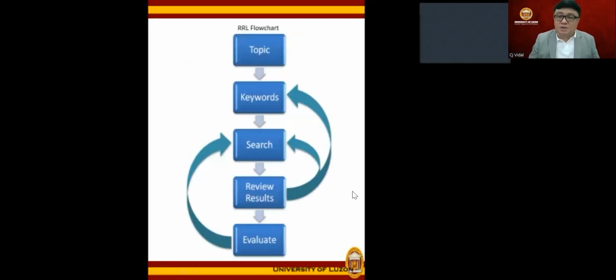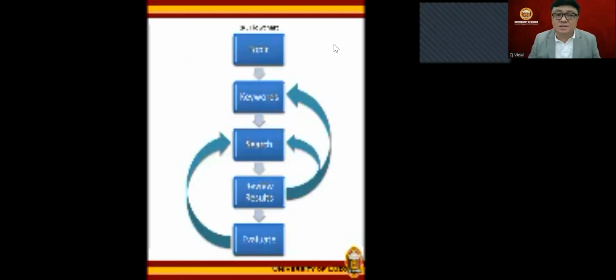So this is how it works for the review of related literature. Remember that you have your topic to begin with, and based on the topic, you are asked to identify themes, which will of course translate to keywords, and these keywords will be important in the conduct of search, whether electronic, print, or even non-print.